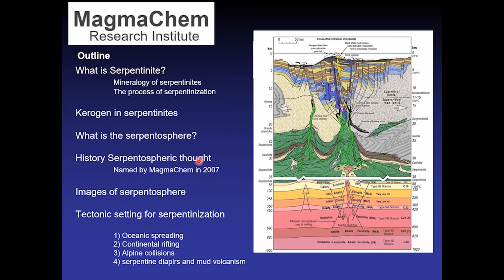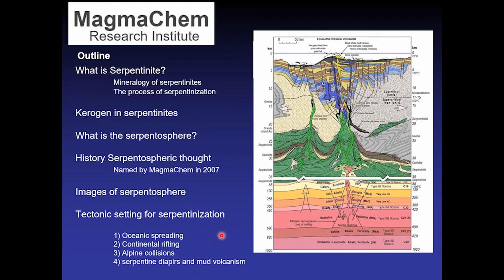which essentially is the Earth's moho, and now that's thought to be all circumventing most of the planet except at certain rift areas. And then we'll look at how the history of serpentospheric thought came to be. This one's cool. And then since 2007, people have started imaging the serpentosphere, and that has yielded a lot more than just refraction studies, and that's really cool stuff.